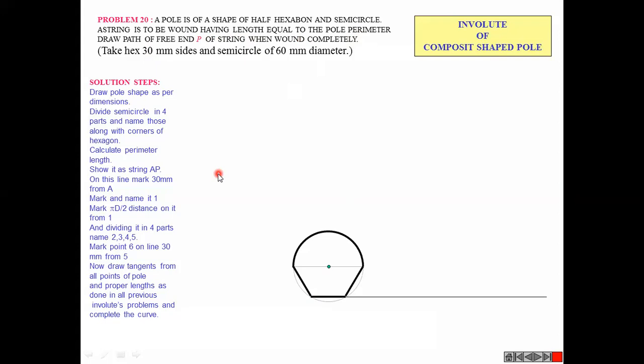Same procedure. We will draw one horizontal line with actual length. Then we will divide the circle, because we don't have points and we need to have the points. But in the hexagon we have these corners, so we will use those as points. It is a semicircle, so we will divide it into 4 parts: 1, 2, 3, 4, 5 are the numbers. 6 is this corner and 7 is this corner. That A is already given. Fine.